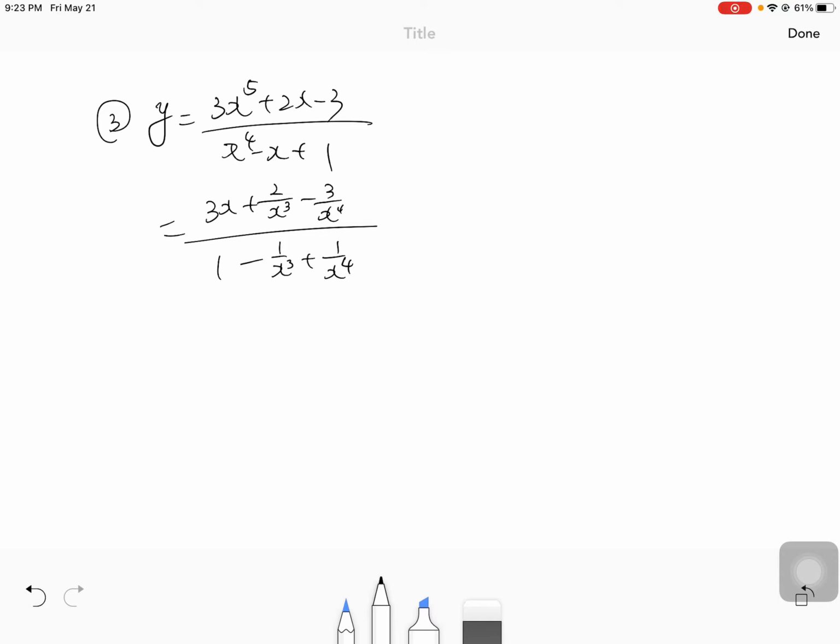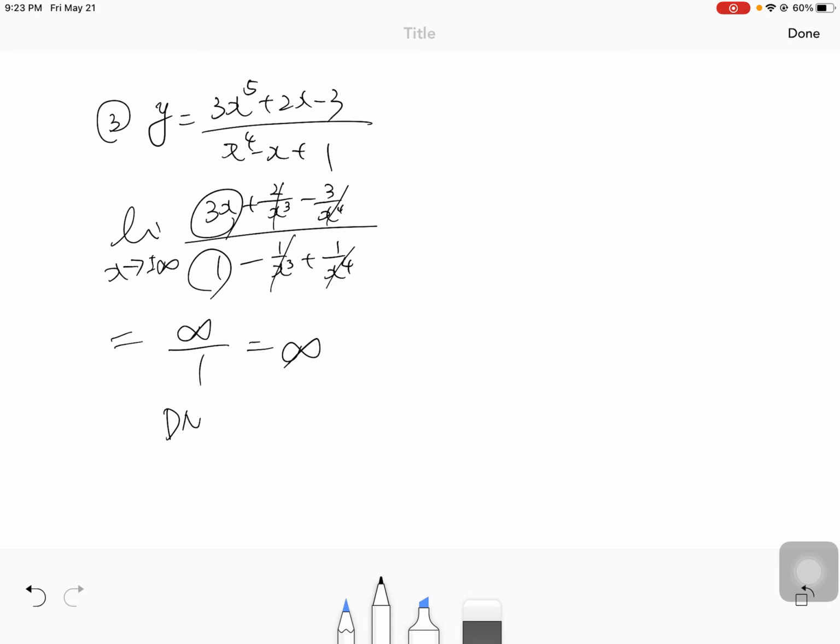And again, you can assume these are 0, so you can just cancel them out, and what's left over is these. And 3x as x approaches infinity or negative infinity is infinity over 1. So this is infinity. This means it doesn't have any horizontal asymptote, so it doesn't exist. So no horizontal asymptote in this equation. Okay, that's all.